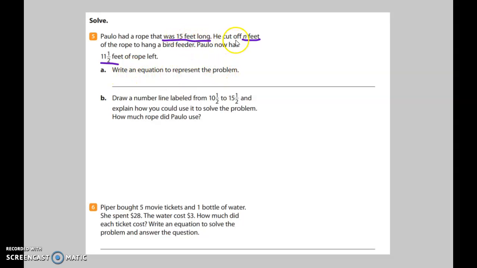So I know it's 15. I'm cutting off. So what operation is this? This is not addition or multiplication or division. This is subtraction. If I cut something off, I'm literally taking it away. So my original number is 15, and I'm taking away an unknown amount of n, and I am left with 11.5.